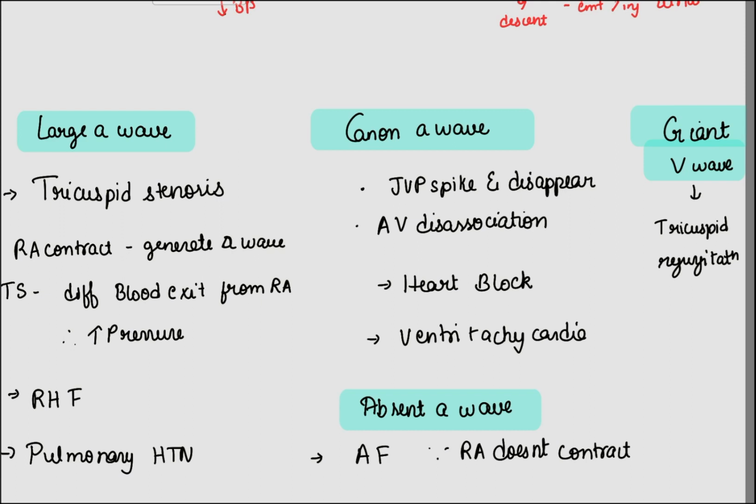Then absent A waves, in atrial fibrillation, there is no right atrium contracting. When there is no right atrial contraction, there is no A wave. It's just use of general knowledge. Then we have giant V wave. Tricuspid regurgitation is where we see giant V wave.